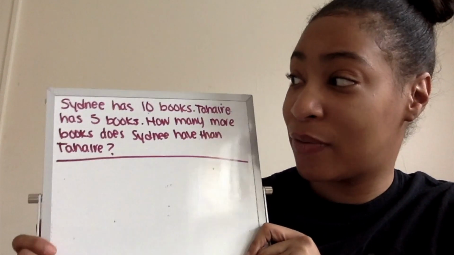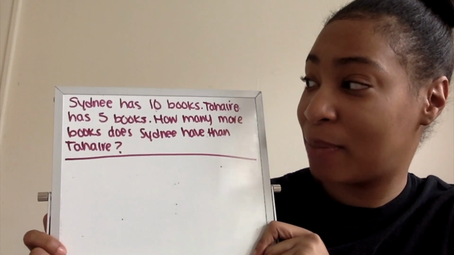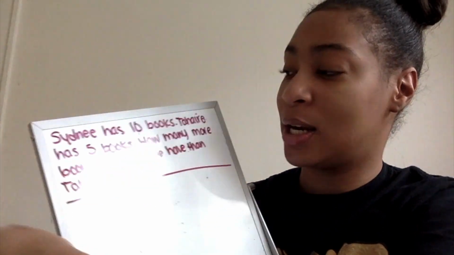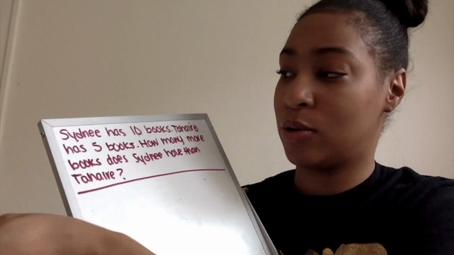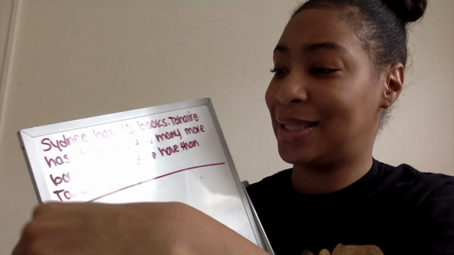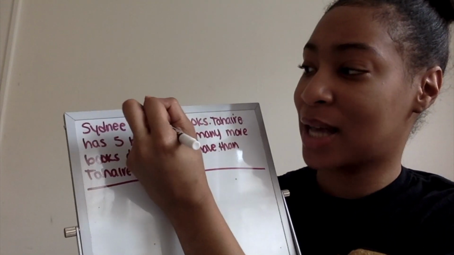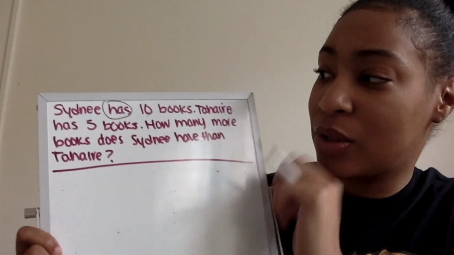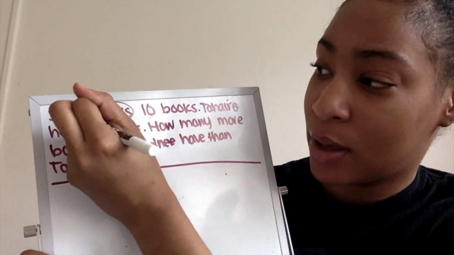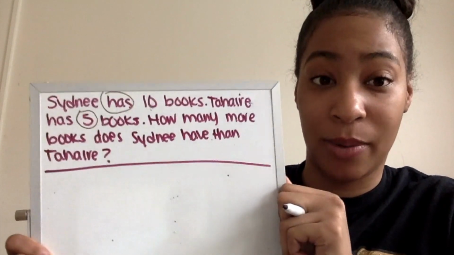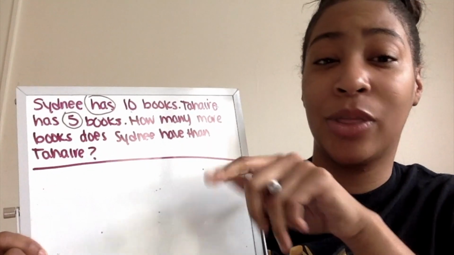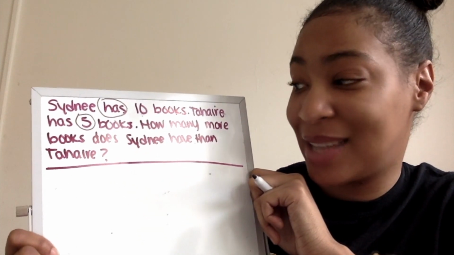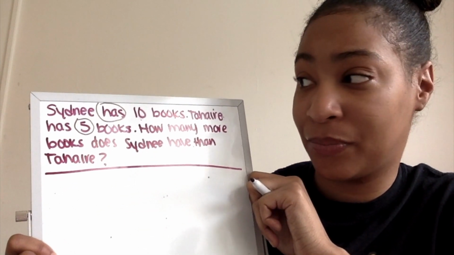So as you all know, the first thing we should do is go in and underline important words or numbers. So the first number that I'm going to circle is the number 10, because I know that's how many books Sydney has. And then I'm going to circle the number 5, because that's how many books Tahari has. Now let me reread the question one more time. How many more books does Sydney have than Tahari?